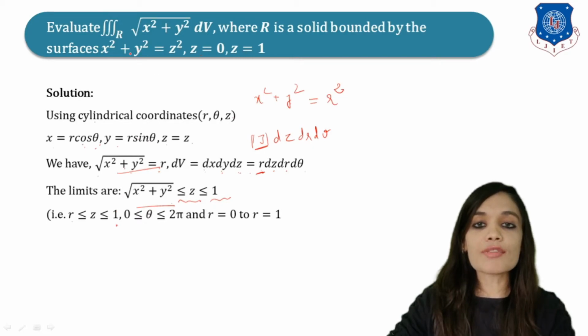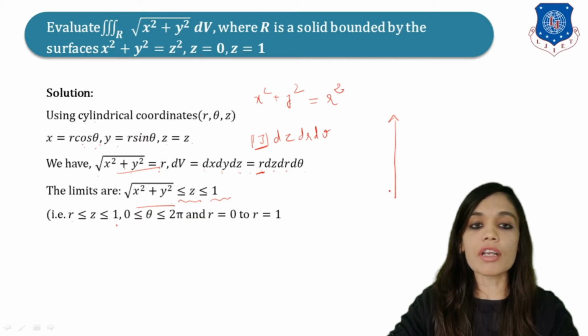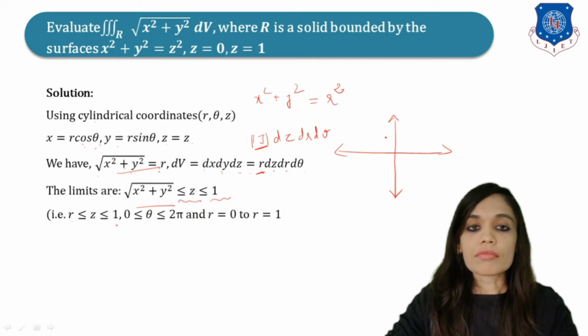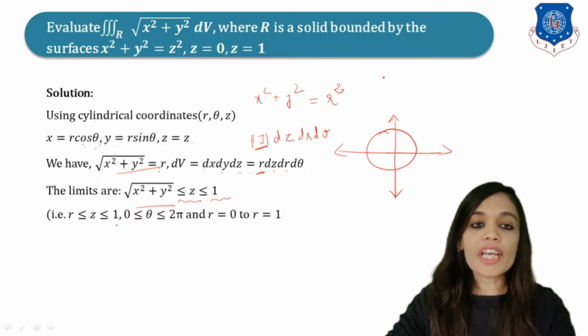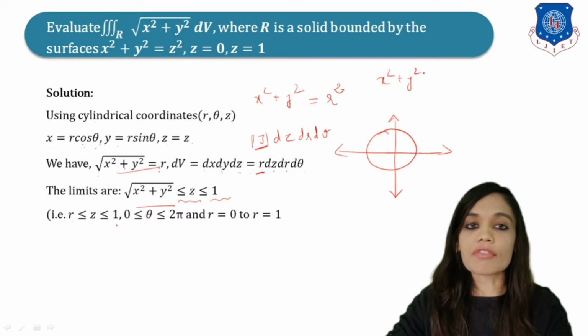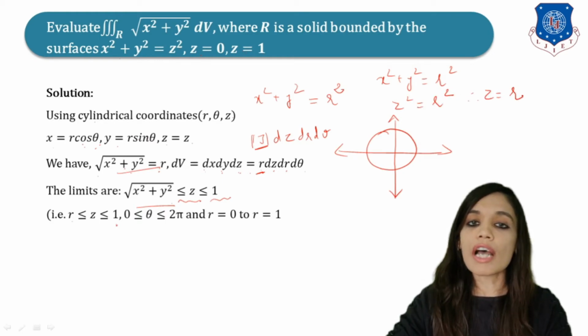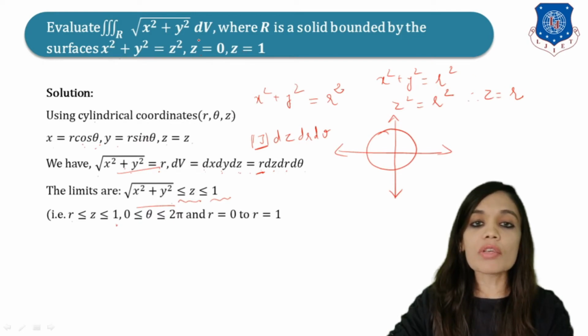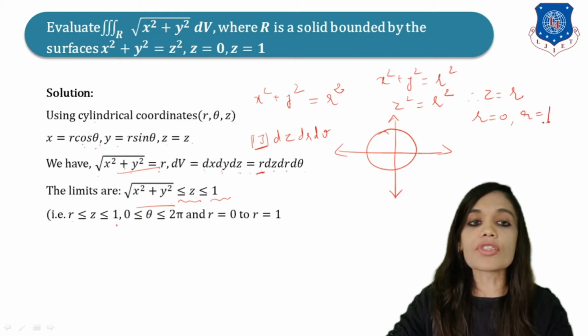Okay. Now our region is bounded by the cylinder and these two planes. So it will be a circle, right? Of radius r, that is x square plus y square is equals to r square. Therefore z square is equals to r square, right? Therefore we can say z is equals to r, right? Now we are given two limits of z, that is 0 and 1. So from this we can say that r is equals to 0 and r is equals to what? 1. So this is a unit circle, right, of radius 1.